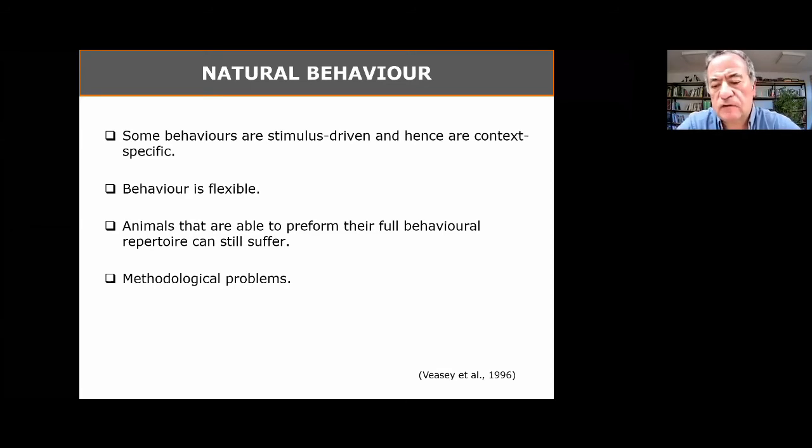And these are just some ideas from this paper by Veasey and colleagues, 1996, where they very clearly explain the limitations of this approach, what are the problems of using natural behavior and comparing it with behavior in captivity to assess welfare. One important problem is that some behaviors are stimulus-driven, and hence they are context-dependent or context-specific. So they may be important for the welfare of the animal in a particular environment, but not so much in a different environment, depending on the environment itself.